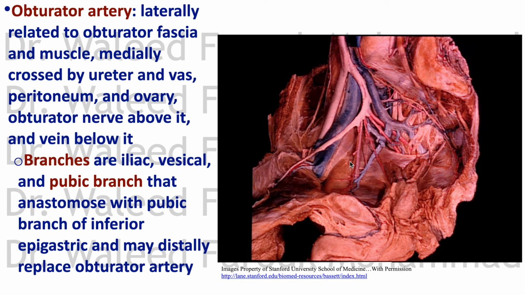The obturator artery gives iliac branches, vesical branches, and the pubic branch. You can see this pubic branch from the obturator artery. The pubic branch anastomoses with the pubic branch of the inferior epigastric artery, and sometimes this anastomosis replaces the obturator artery. Means the obturator artery itself ends here, and the anastomosis continues as if the obturator is coming from the inferior epigastric artery. I've seen this in cadavers, and that's why you get questions about this topic, the pubic branch of the obturator artery.